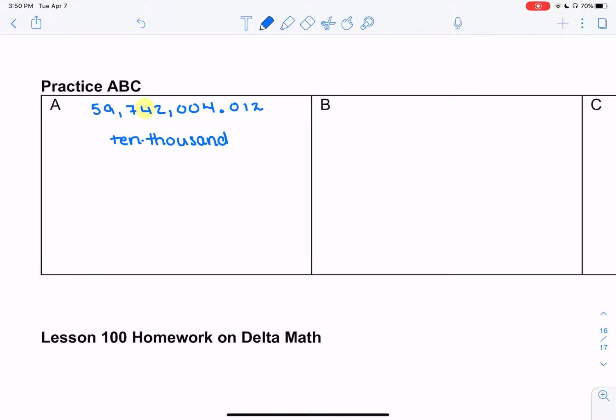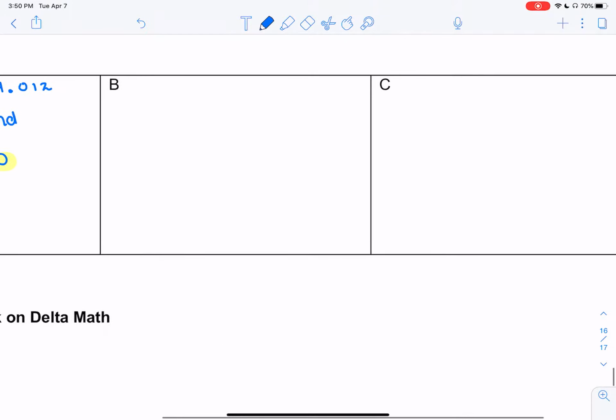We need to look at the number to the right. If it's 5 or more, it's going to round up. And if it's less than 5, it's going to stay at that 4. All right, so I am looking at that number next to it being a 2, so it's going to stay at a 4. Then we fill in the zeros the rest of the way down until we get to the decimal point and we stop. So our answer rounded is 59,740,000.